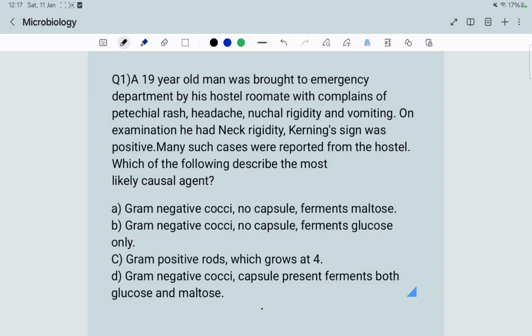Hello guys. So we are back with the question of the day. The question is from the subject microbiology.